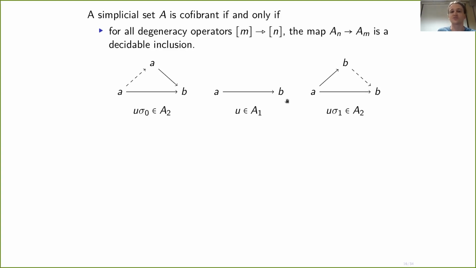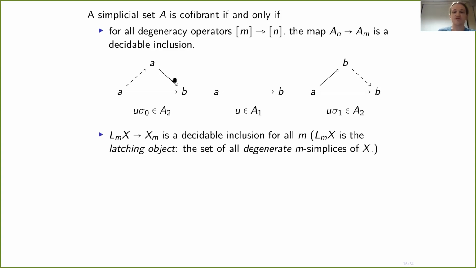So basically what I'm saying is that among all simplices in A2, it is decidable whether a simplex is of this form, and it is also decidable whether a simplex is of this form. That's what it means to be cofibrant. And equivalently, I could also say that it is decidable whether a simplex is degenerate by some degeneracy operator, not necessarily a fixed one. And that's encoded by this notion of a latching object.